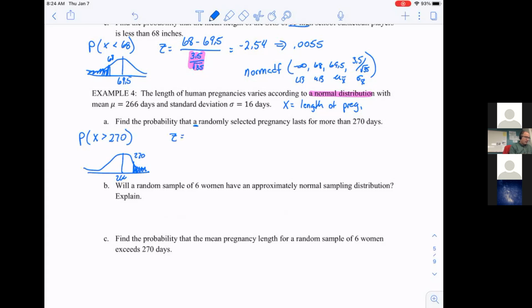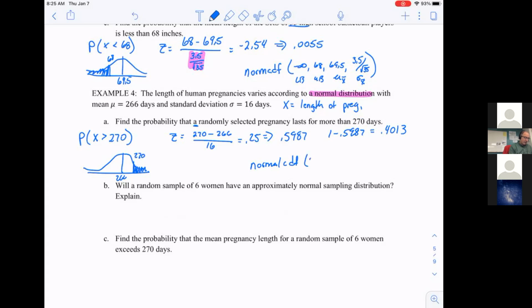So again, I'll do that z-score thing. 270 minus 266, I'm expecting it to last 266, but we have a standard deviation of 16 days. That's going to give me a 0.25, which is going to give me a 0.5987, but then I have to do 1 minus 0.5987, and that's going to give me a 0.4013. And again, I'm writing it in here for those note takers afterwards.